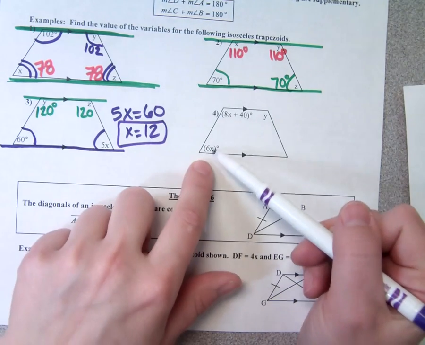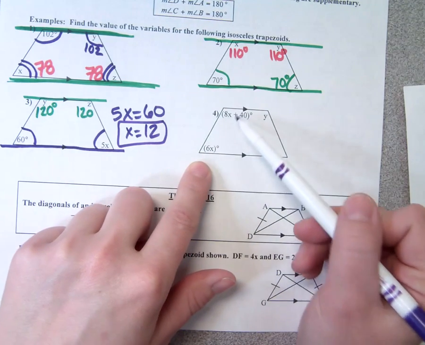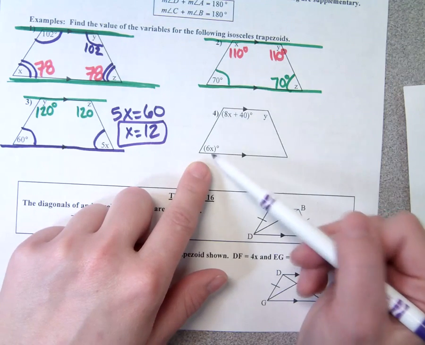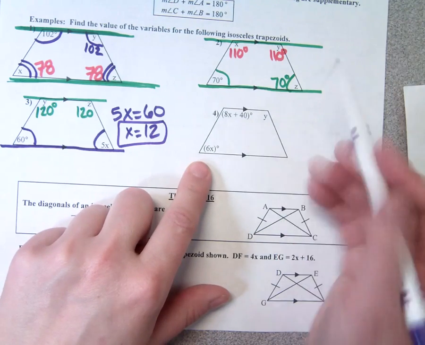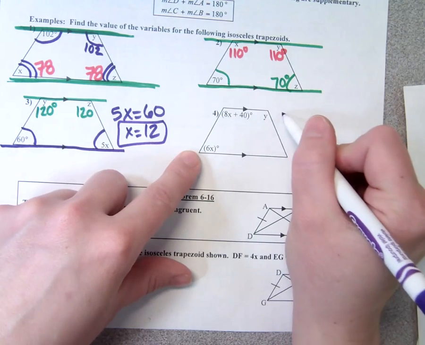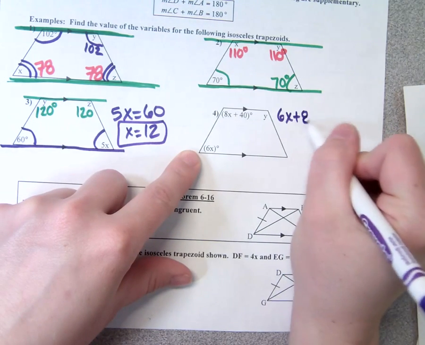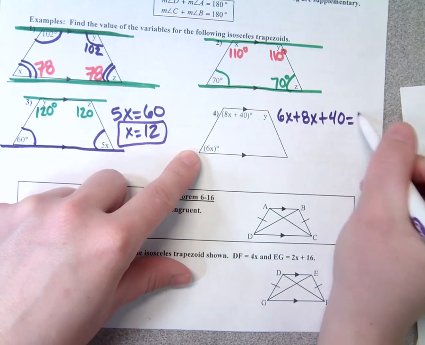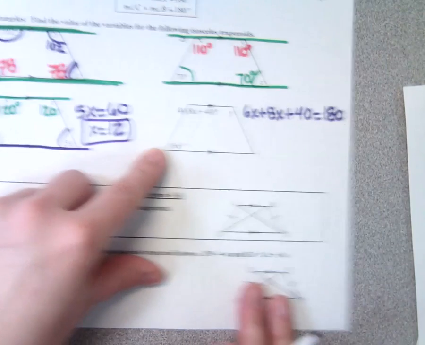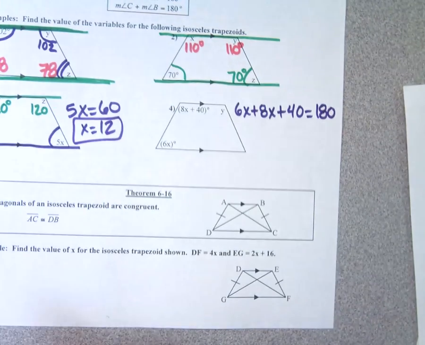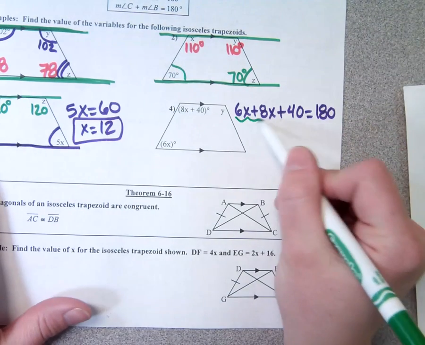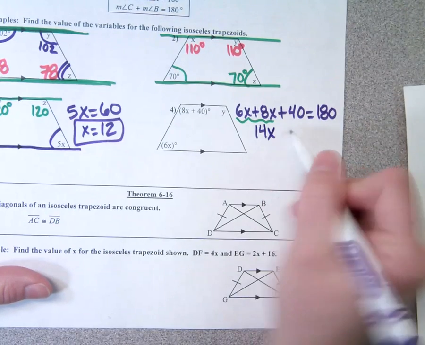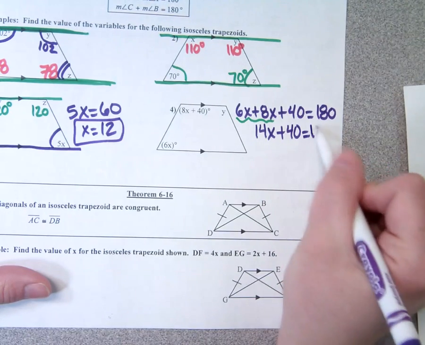When you look at the 6x and the 8x plus 40, would you set those equal, or would you say that those are supplementary? Supplementary, because they're up against the leg. So the equation would say what? 6x plus 8x plus 40 equals 180. Very nice. I can combine my like terms. What do you get if you combine your 6x and 8x? 14x, and then I'm just going to recopy.